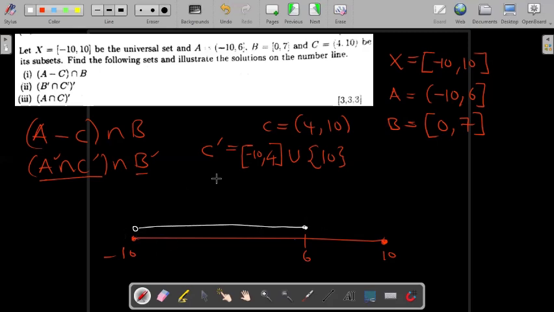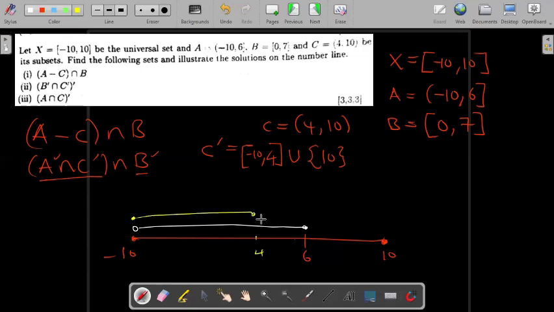What is my set C complement now? C complement is the one we're looking for. C complement is from -10 included, and I'll use a different color as well. C complement goes from here up to 4. So let's say our 4 is somewhere here. So it's going to come up to there.